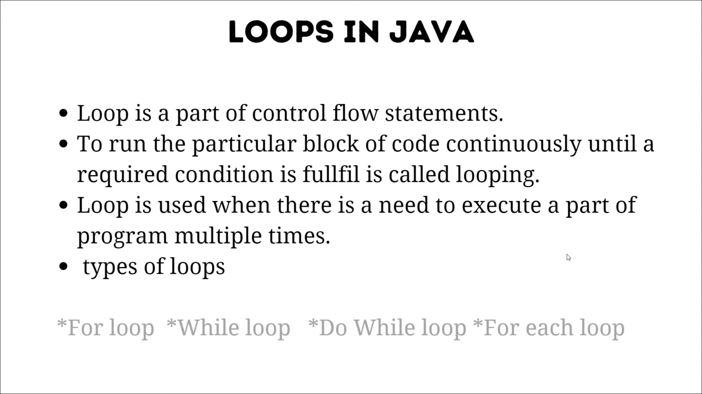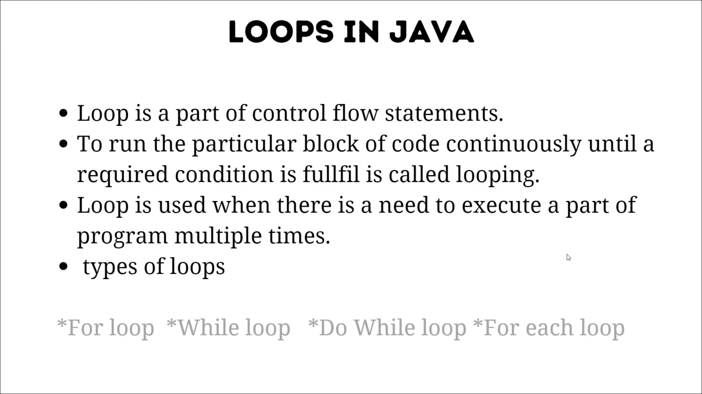As you can see in the second point, running a particular block of code continuously until a required condition is fulfilled is called looping. So that is what I have told you. A loop is used when there is a need to execute a part of a program multiple times. You can also write that program multiple times, but if there is a condition and you need to run it 500 times or 1000 times, at that point you must write a loop, and only after that will you be able to use it perfectly.